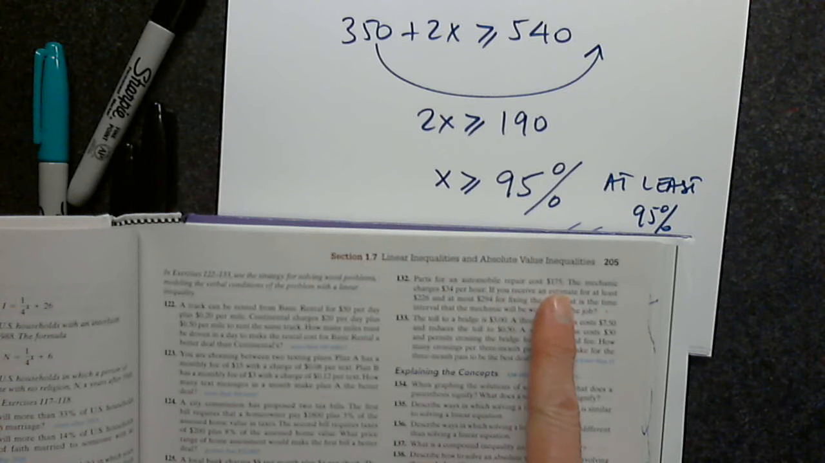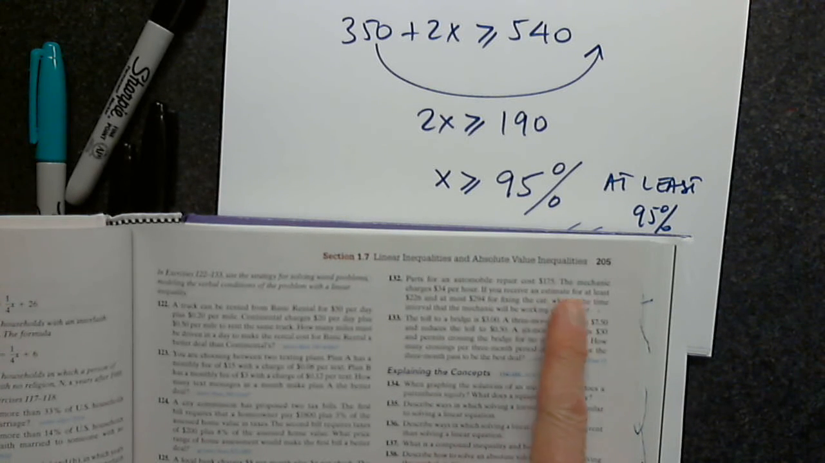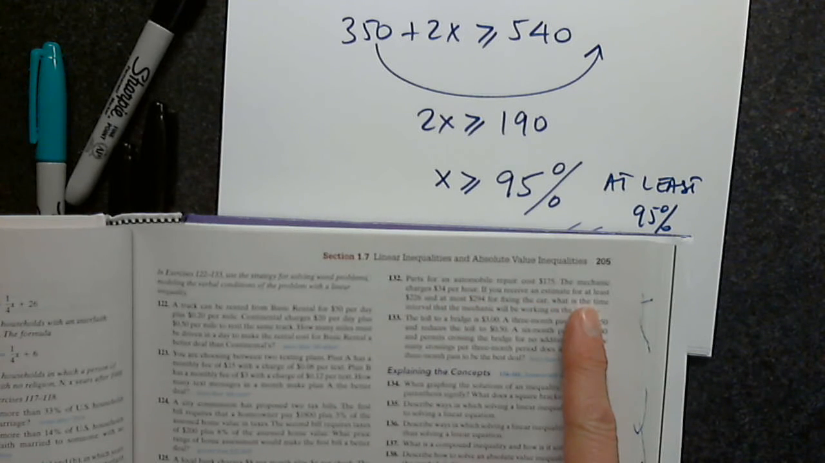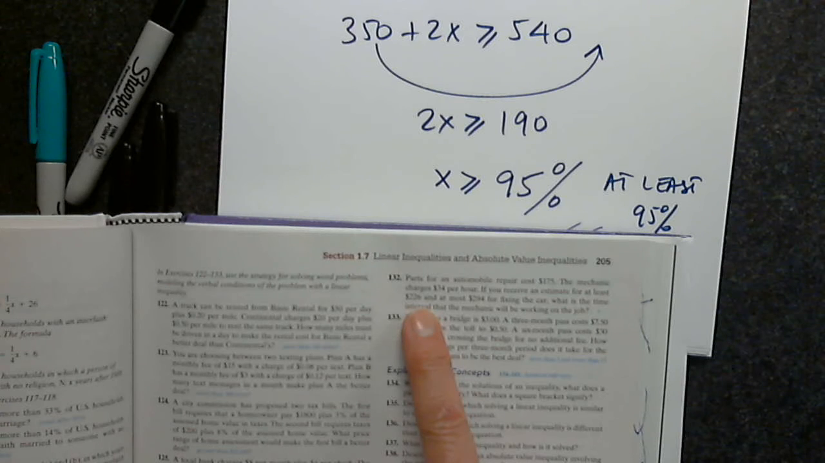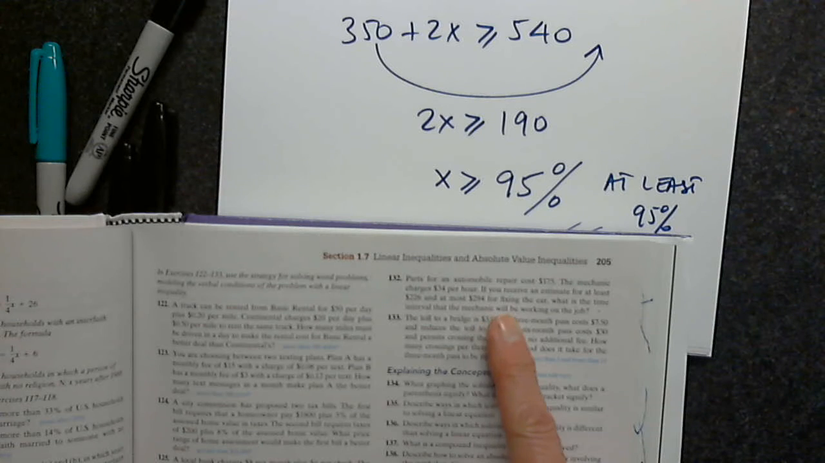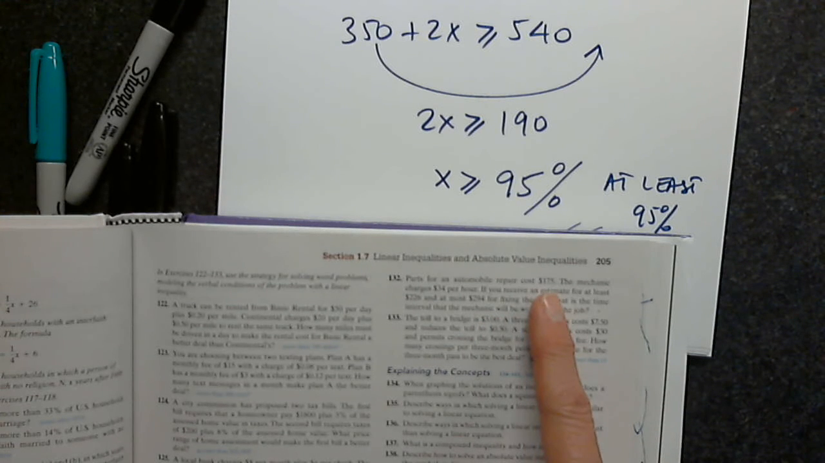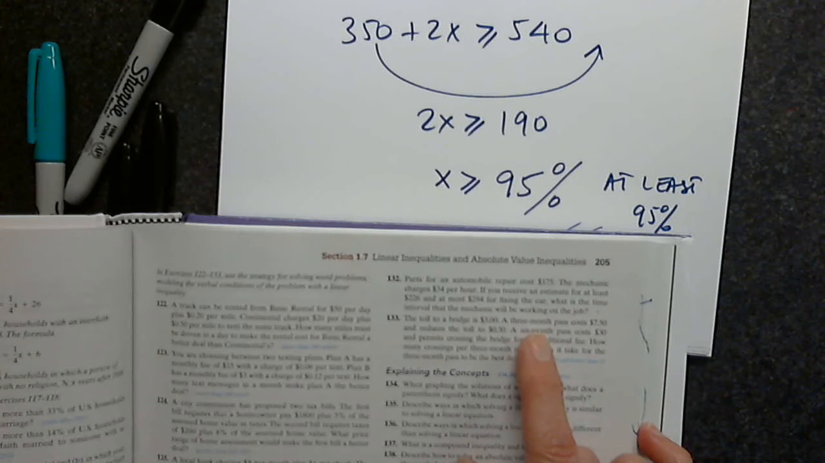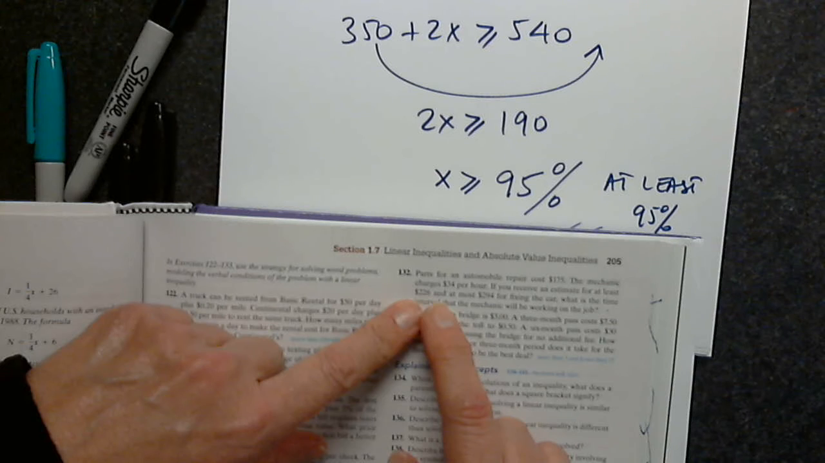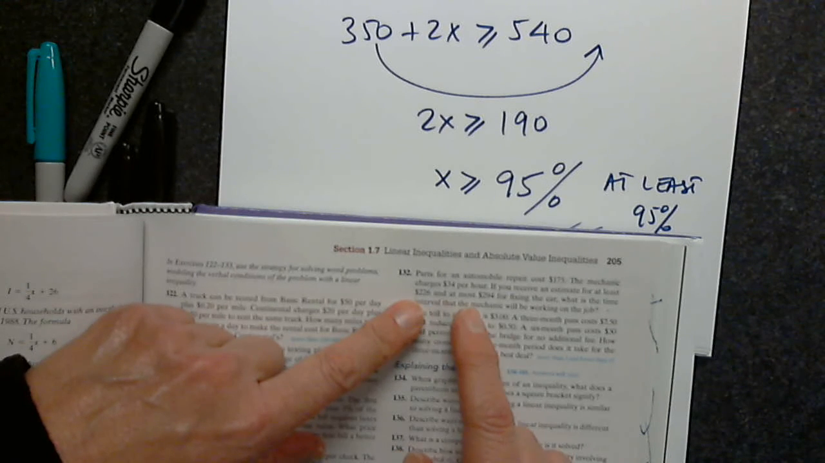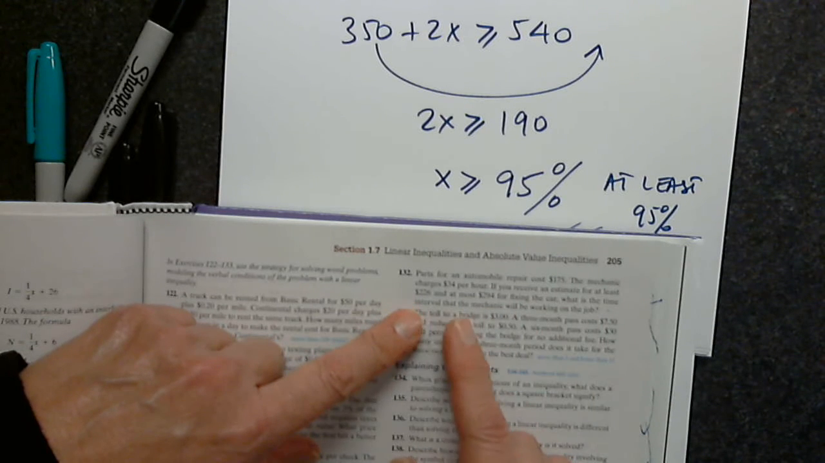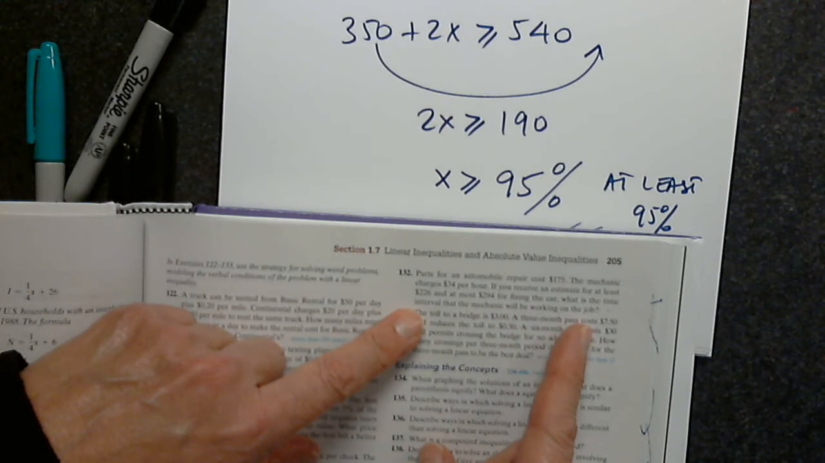Parts for an auto repair cost $175. The mechanic charges $34 per hour. You receive an estimate for at least $226 and at most $294 for fixing the car. So the parts are $175 but plus labor. And the mechanic tells you, I wish they would tell me that, minimum will cost you $226 but not more than $294 for fixing the car. What is the time interval that the mechanic will be working on the job?